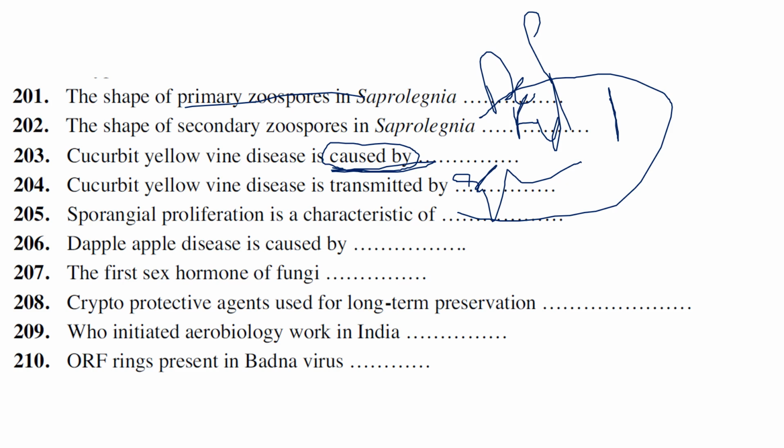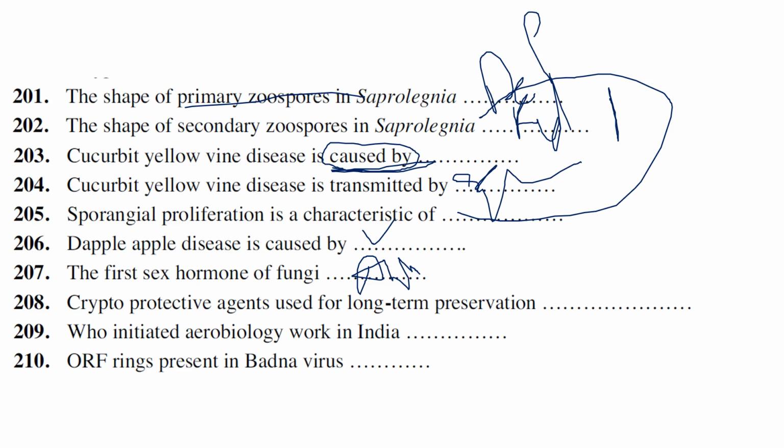The next one: apple dapple disease is generally caused by a viroid. What is the first sex hormone to be discovered? Antheridiol is the first sex hormone. Work on sex hormones in fungi was first initiated by Anton de Bary, and later other scientists like John Raper started working on it.